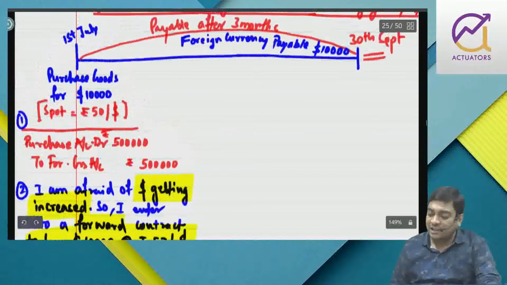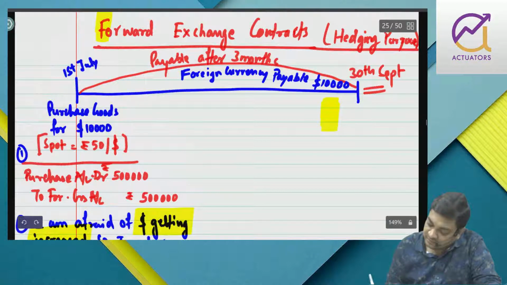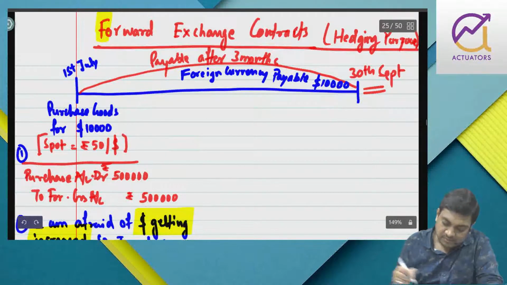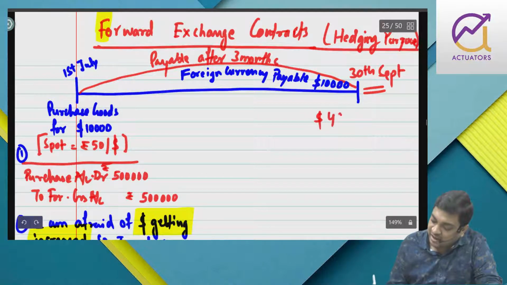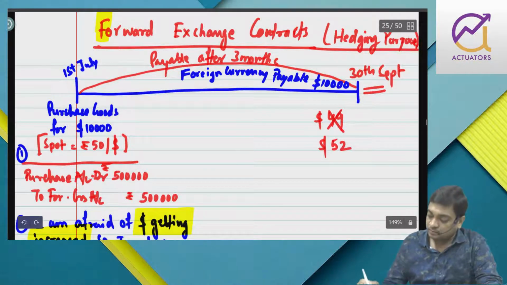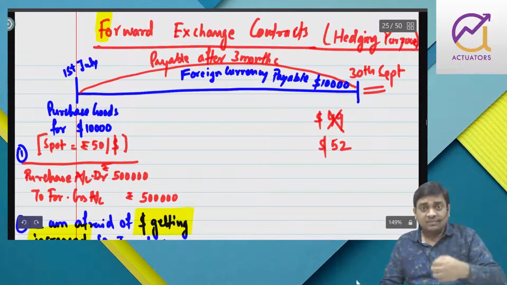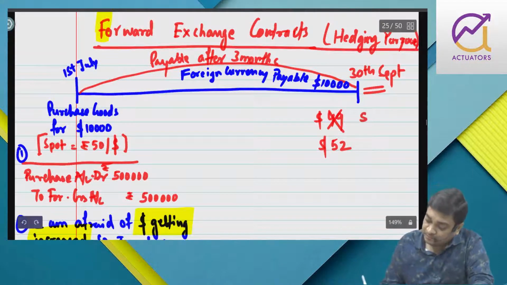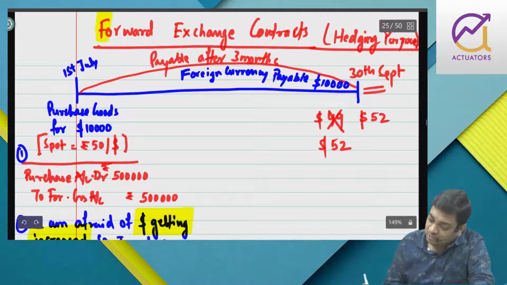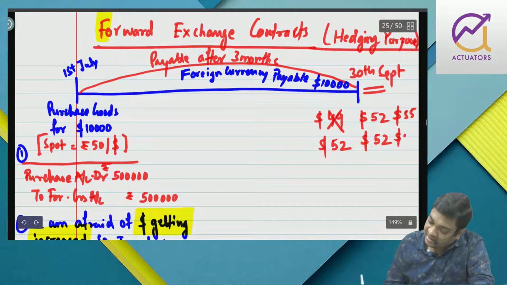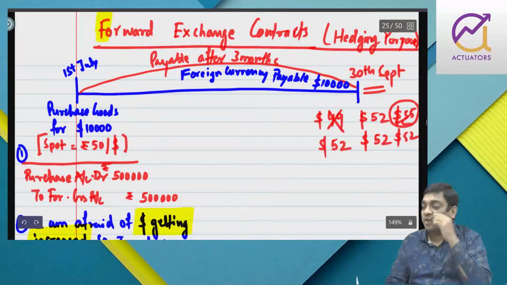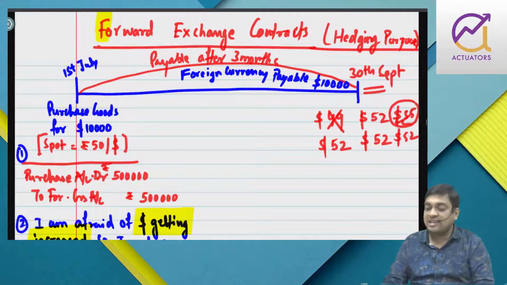Now whatever be the dollar price, if the dollar is at 49, still I will get it at 52. If the dollar is 52, no problem, I am getting it at 52. If the dollar is at 55, I am getting it at 52. For this particular situation, I have hedged myself before.